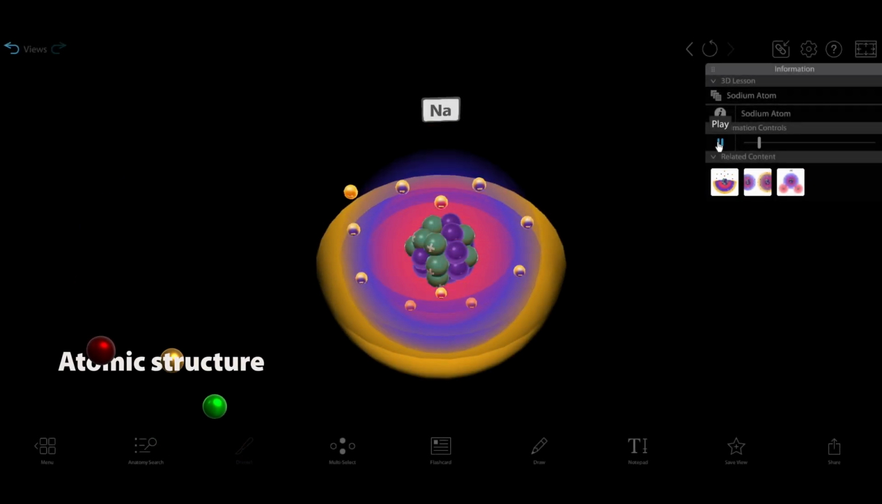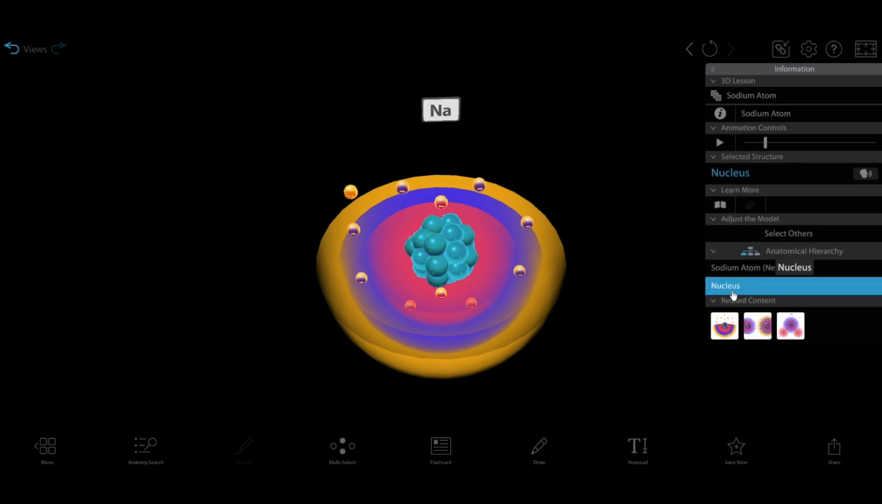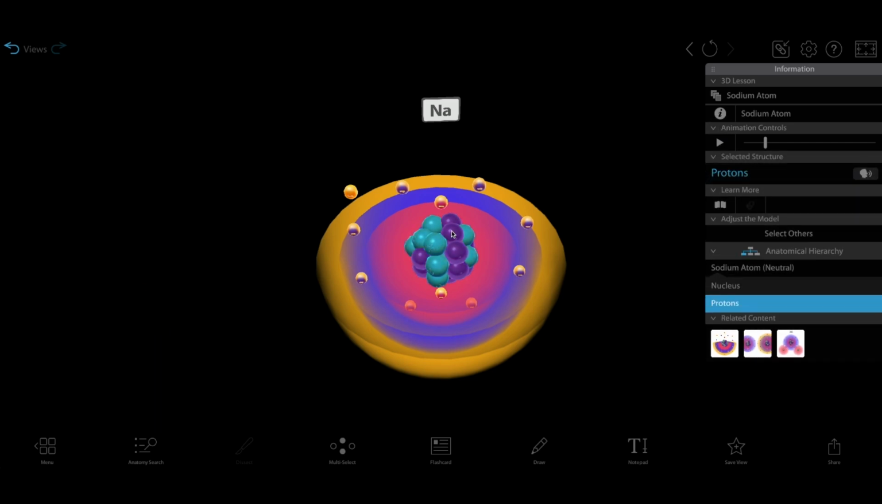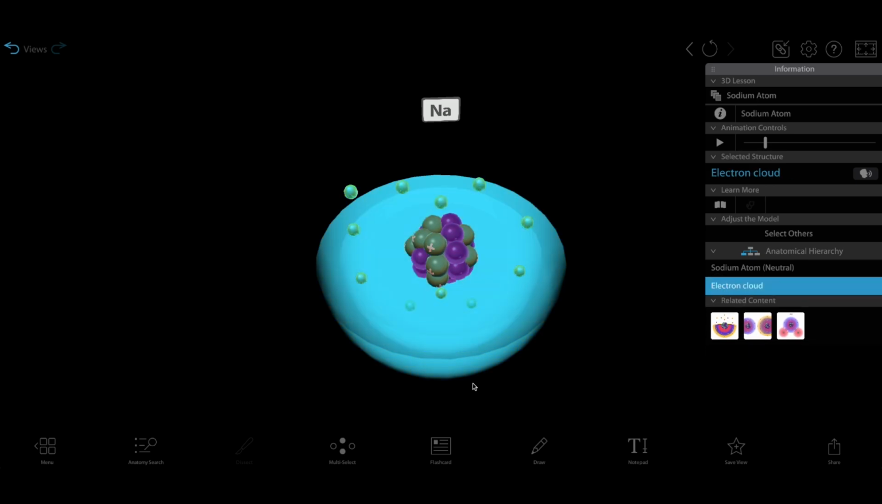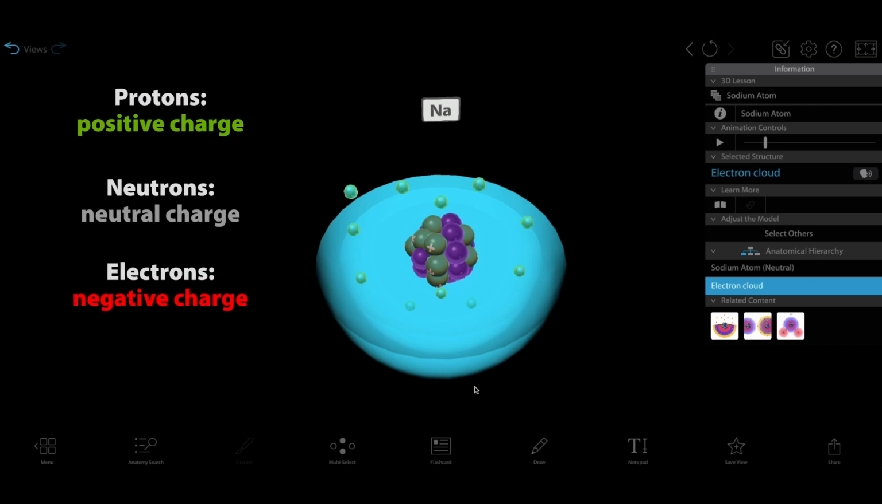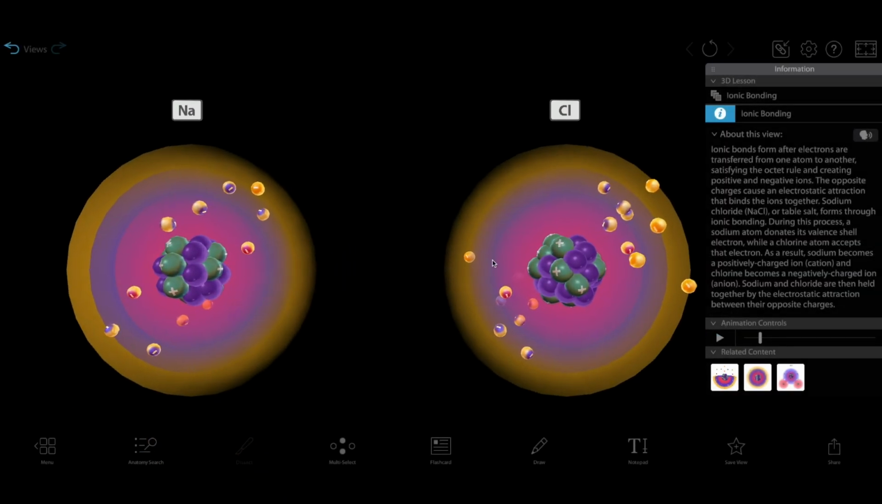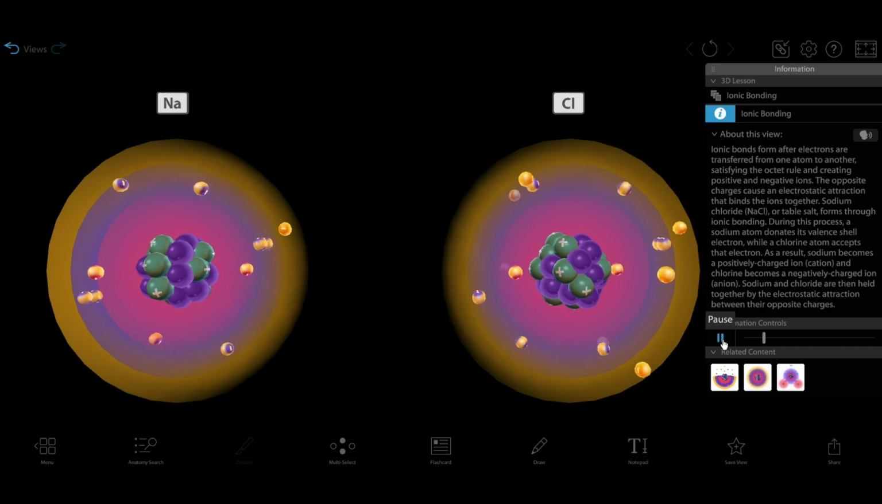We'll start with an atom, sodium to be precise. Atoms are the smallest unit of matter. They have a nucleus made up of protons and neutrons, and the nucleus is surrounded by electrons, which orbit in what is known as a cloud. Protons are positively charged, neutrons have a neutral charge, and electrons are negatively charged. An atom has a neutral charge if it has the same number of protons and electrons.